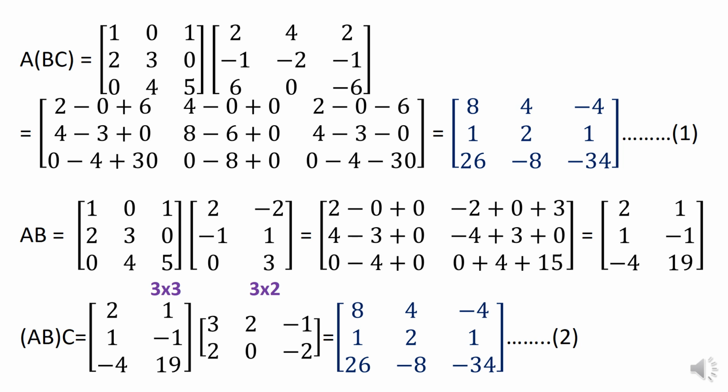Now just compare A into BC and AB into C. Has the order of writing changed over here? No. Only the grouping has changed. That means matrix multiplication is associative in nature. We can form different associations in the same order and get the same answer.